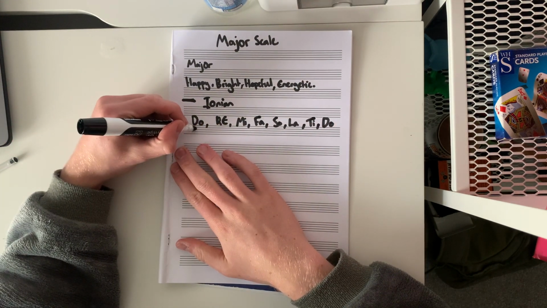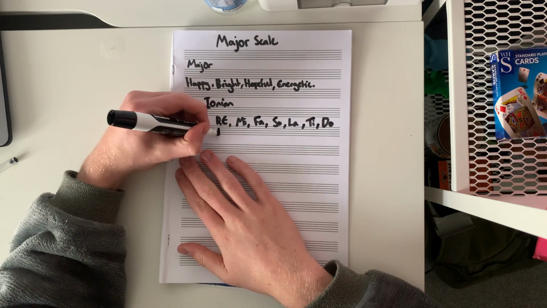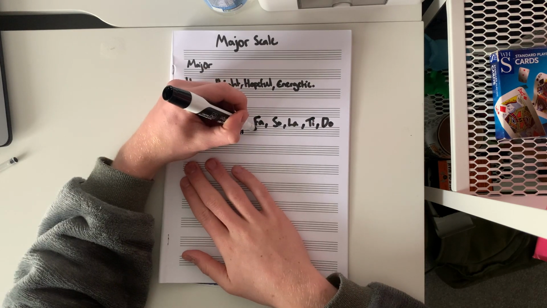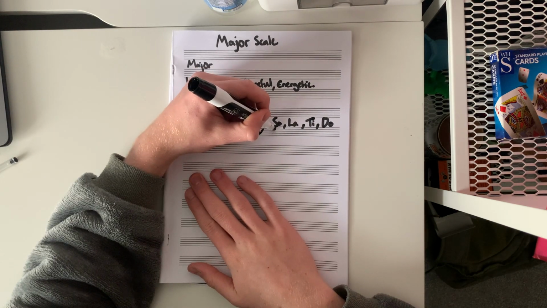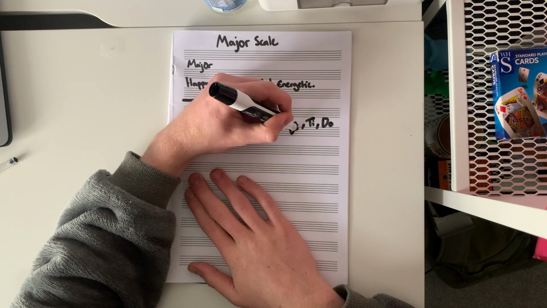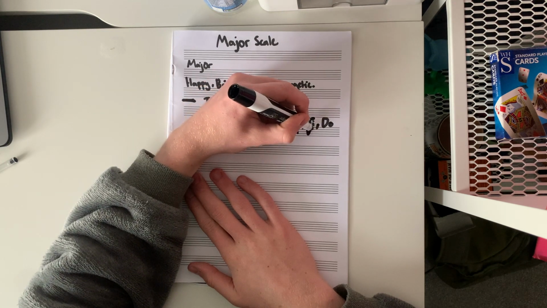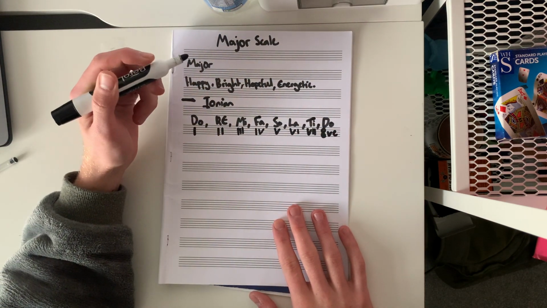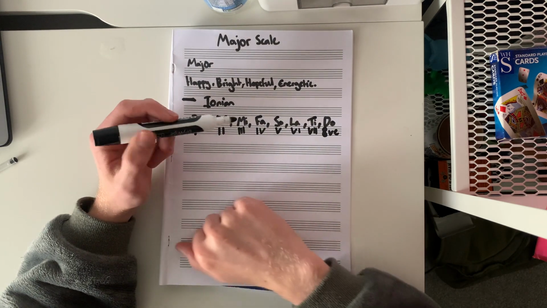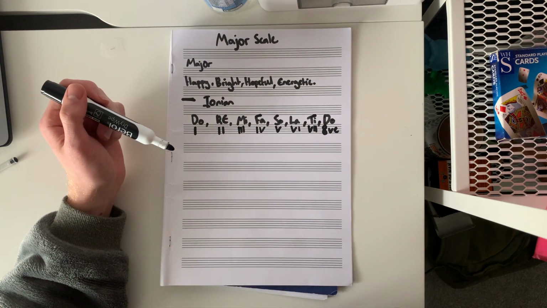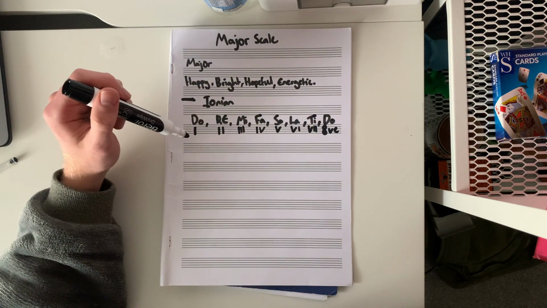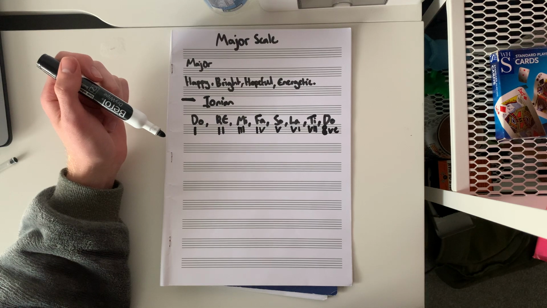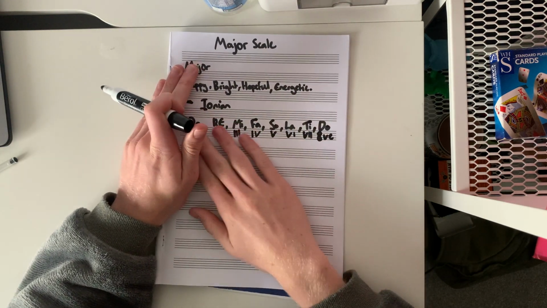So we have do, which is I, re, which is II, mi, which is III, fa, IV, so, V, la, VI, ti, VII, and then do, which is the octave. You'll see I've not written normal numbers but Roman numerals when we talk about degrees of the scale or different notes in music theory. We like to use our Roman numerals for various reasons. So that is our solfege.